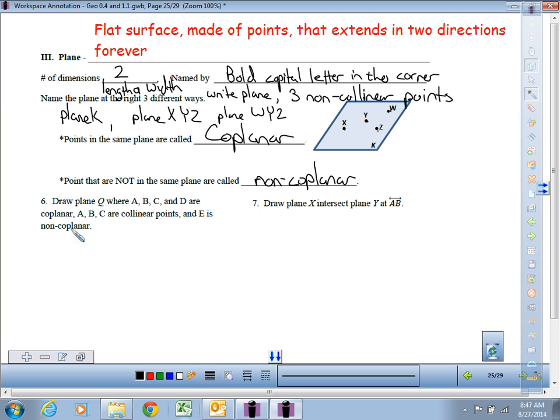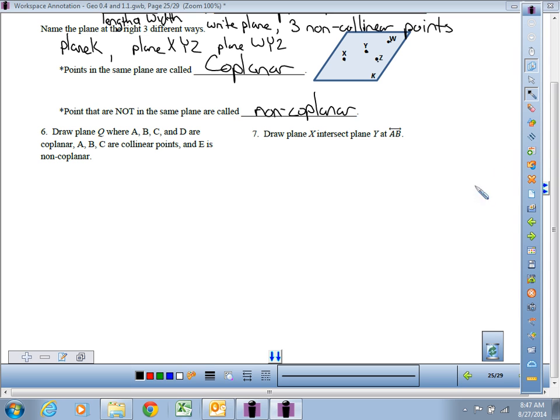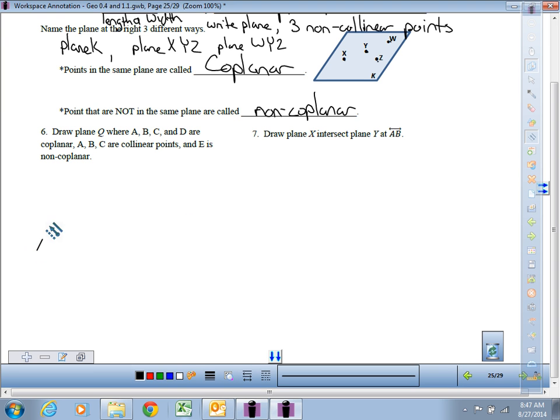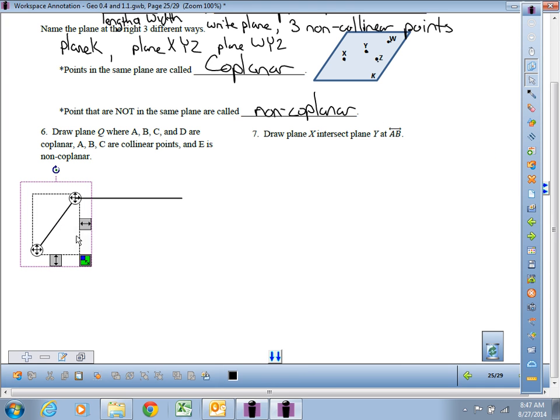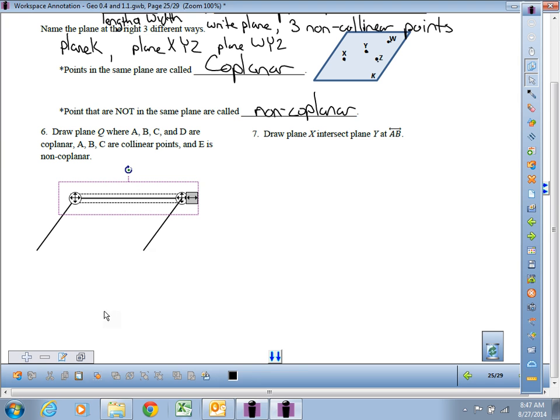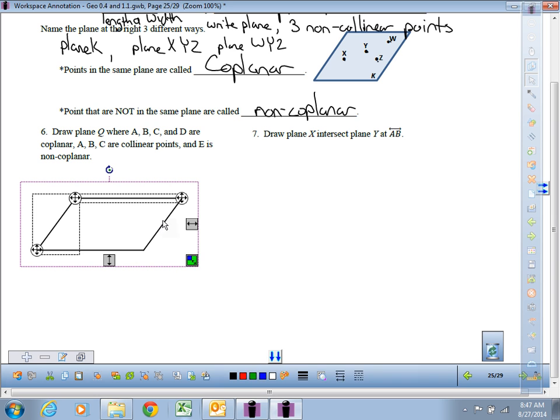All right, so we're going to do some drawing right now. We're going to draw plane Q. On your geometer, you have a handy little guy to draw planes. If you look on your geometer and find number 10, it's a little parallelogram. If you use that to draw your plane, it makes it nice and pretty. So you lay your number 10 down and sketch it. It's going to look something like this, and that's a nice, pretty plane right there. Now we need to name it Q.